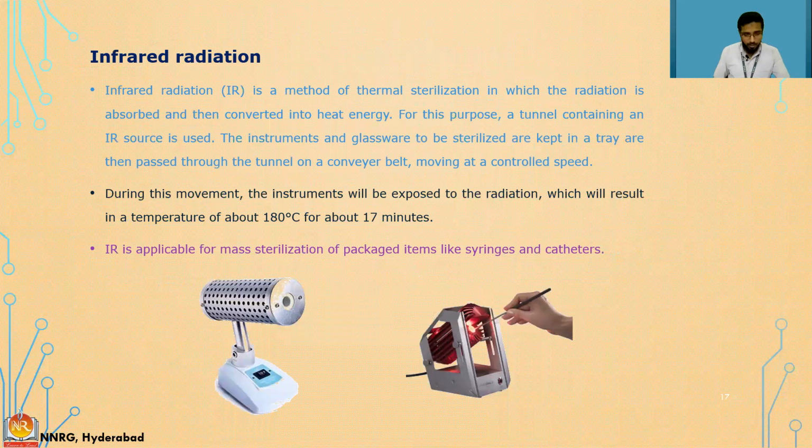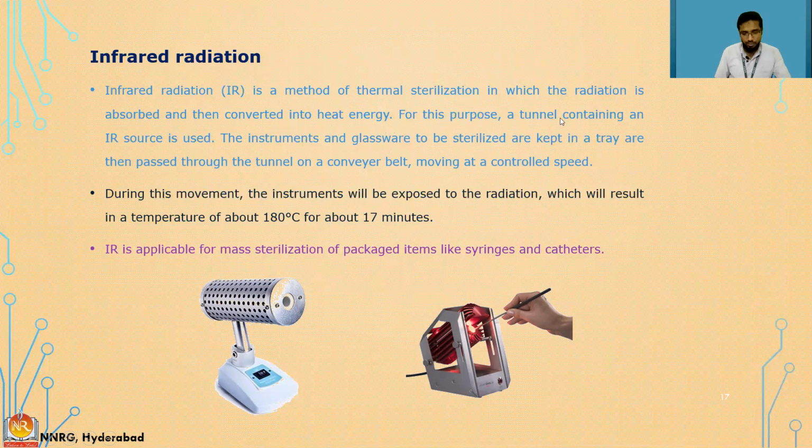The next is infrared radiation. Infrared or IR radiation comes from the sun. These rays penetrate into the cell structure and destroy the cell. So basically, these are used in case of syringes and other medical equipment. Let us see what they are. IR is a method of thermal sterilization in which the radiation is absorbed and then converted into heat energy.